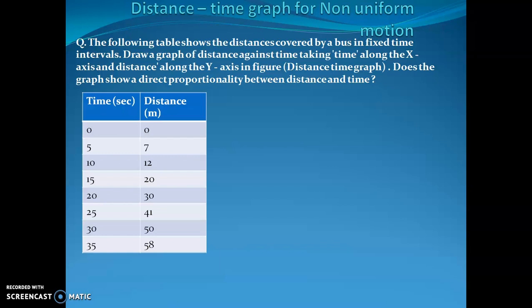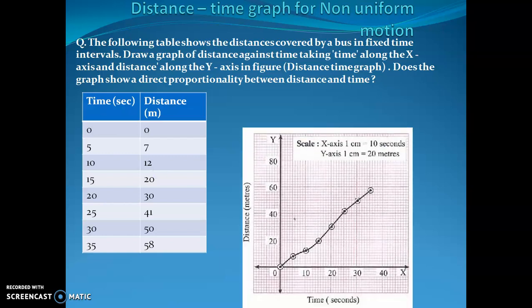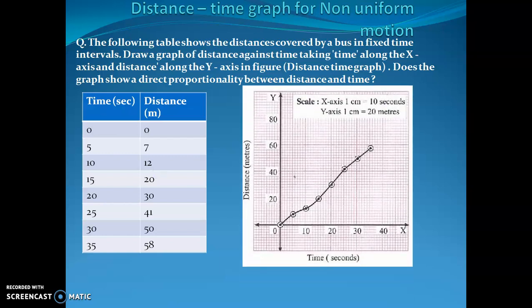Now children, if you see the distance here, you will observe that it is not changing uniformly with time. So 7, 12, then 20, then 30. So no common value is there. So it is not changing uniformly. Then how will the graph look like? So if you plot the graph, then the graph will look something like this.